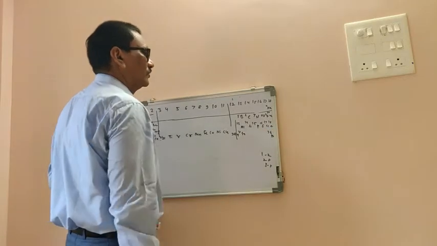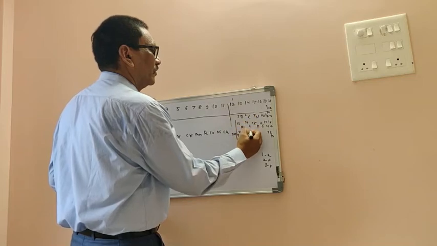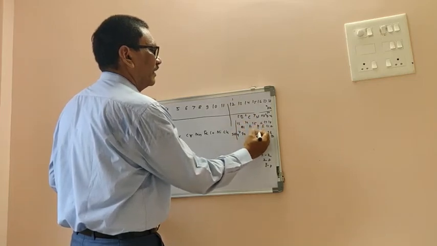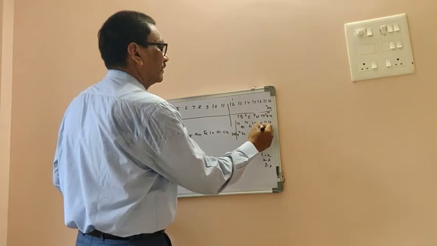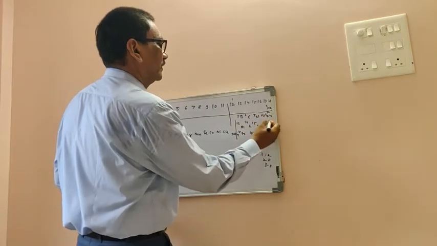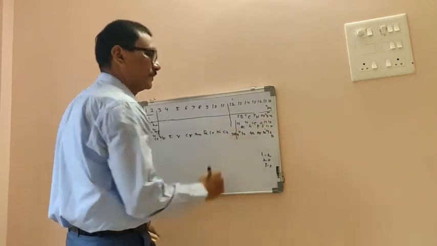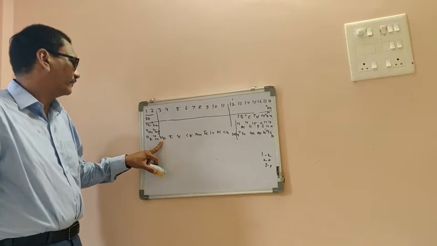So here also we can write the elements boron, gallium, carbon, silicon, germanium, nitrogen, phosphorus, arsenic, oxygen, sulfur, selenium like that, and then bromine 35. So here the first transition series starts.